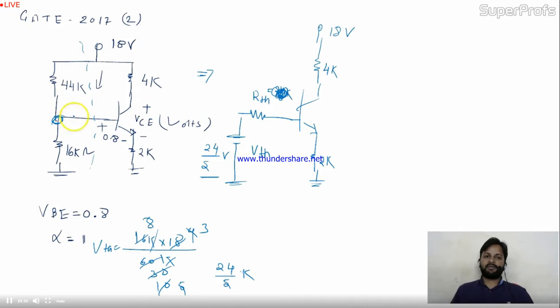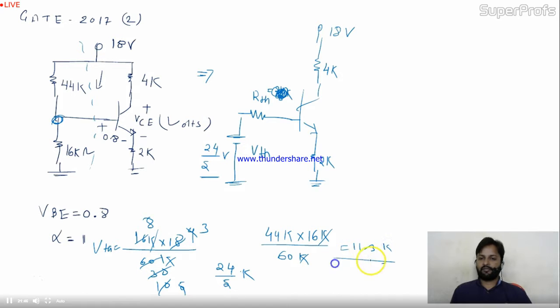What about RTH? Across this point, both are in parallel connection. So 44K into 16K divided by the summation, 60K. The K cancels, and the resultant is 11.3K. Now your circuit is like this, with 11.3K at the input.